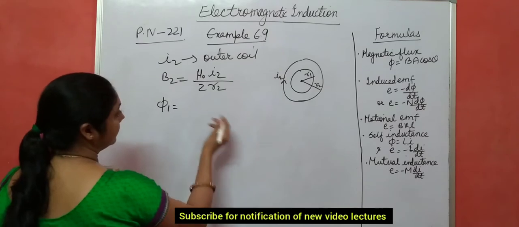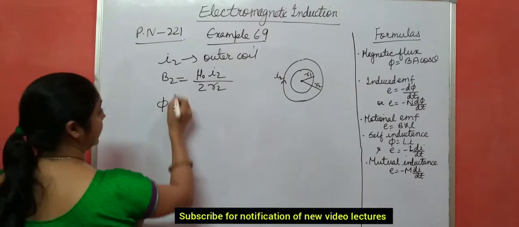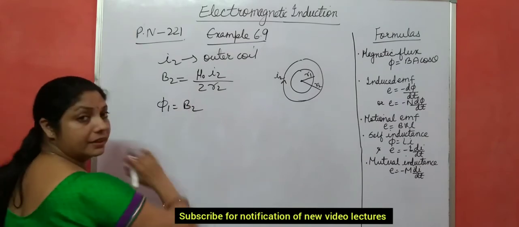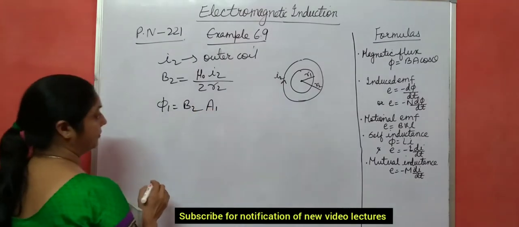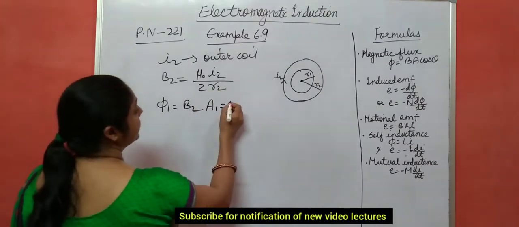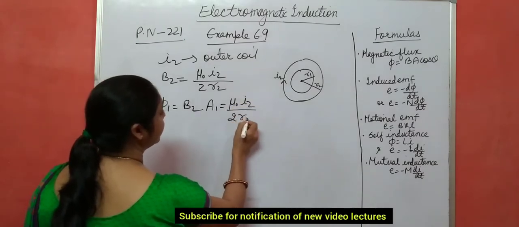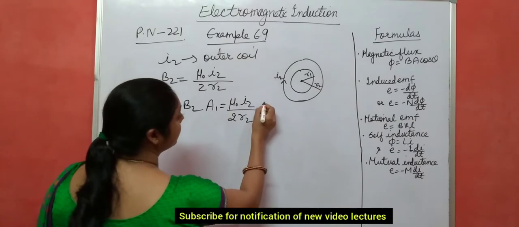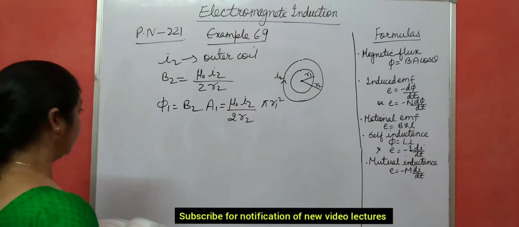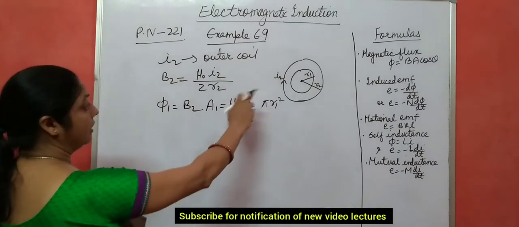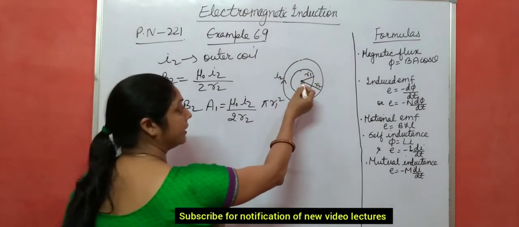B is what? Theta here is 0. Okay, so B is what? Same. At the center, the magnetic field is B2 and the area of the inner coil is A1, right? So B2 is mu naught I2 by 2R2, and the area of this inner coil is what? Pi R1 square.